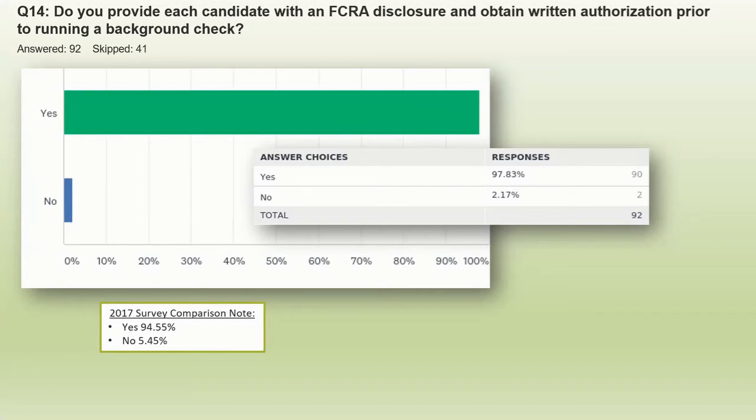Question 14: do you provide each candidate with an FCRA disclosure and written authorization prior to running a background check? Again, an excellent response rate here, 97.83%. We always have one or two individuals that will reply that they do not.